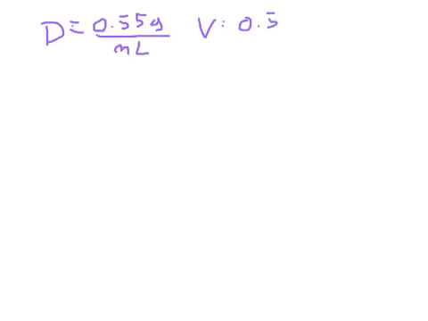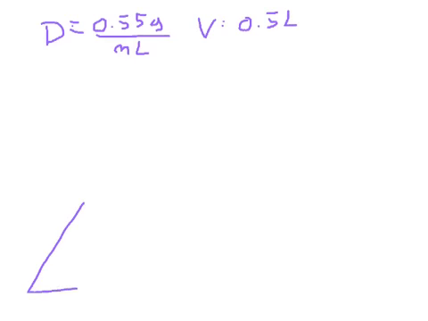Okay, so here is your problem. You've got density equals 0.55 grams per milliliter, and you have a volume equal to 0.5 liters. Okay, so we need to find the mass.